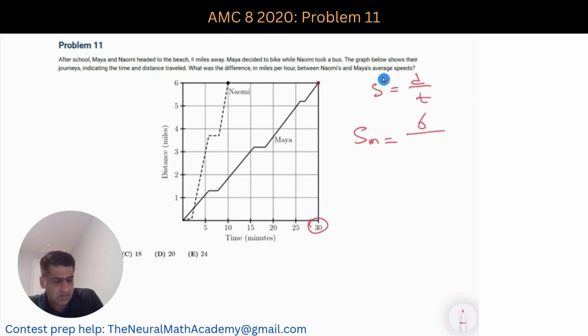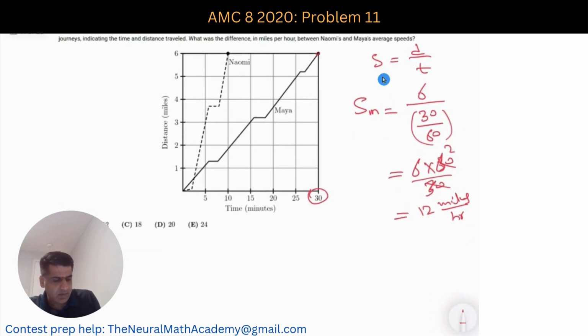So I will just convert this 30 into hours. So then if I simplify, I will get, sorry, it should be 30. So if I solve it, I will get 12 miles per hour.